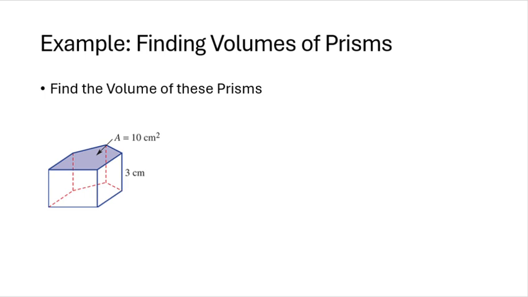So finding volumes of prisms. So I'm just going to write V is equal to A times H. Now in my diagram, I can see that the shaded area is already given to us, which is 10 centimeters squared. I'm just going to multiply by the height. This ends up being 30 centimeters cubed.